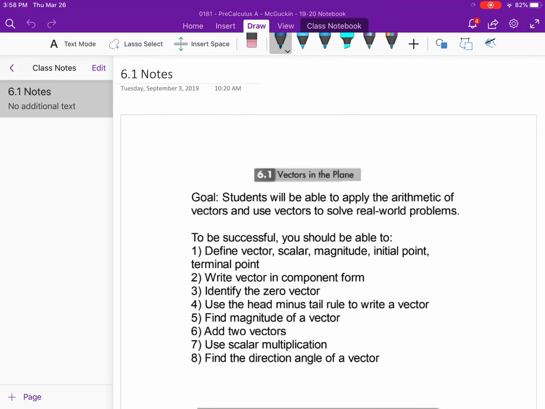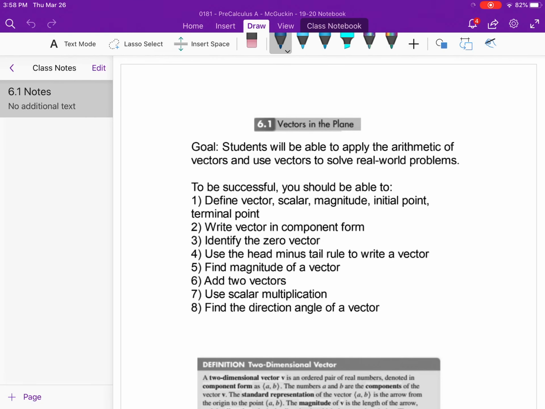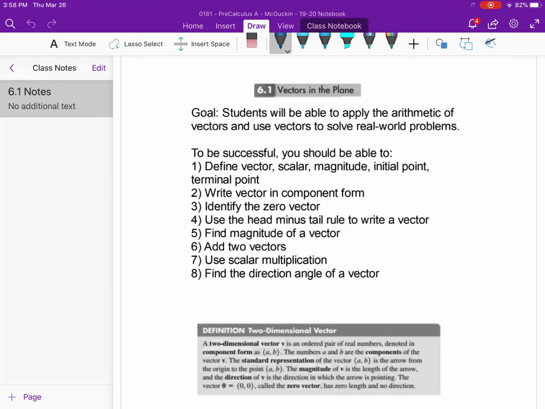We are going to be opening up a brand new chapter, chapter 6. And in this chapter, our main focus is going to be on the concept of vectors and parameters. Things are going to look a little different in this chapter, and we're excited to get going here. So in this entire section in general, our ultimate goal is to be able to apply the arithmetic of vectors and utilize vectors to actually solve some real-world problems.